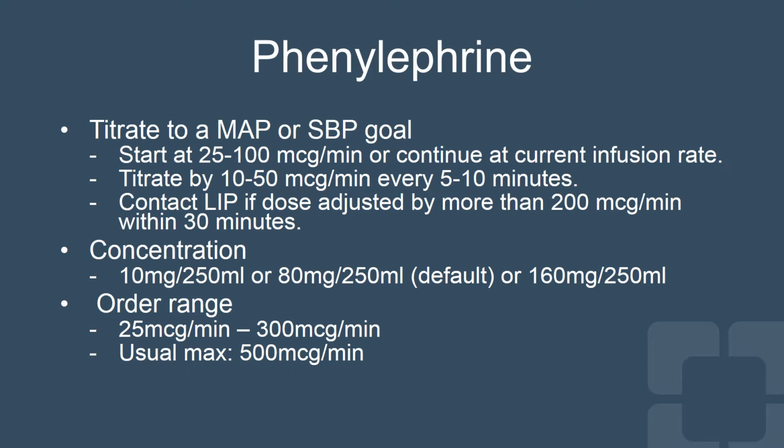There are 3 concentrations within the order, so there's 10 milligrams per 250, 80 per 250, which is the default, or there's 160 milligrams per 250. The order range that we see is 25 to 300. Again, usual max being higher at 500 mics per minute, so you will have to get another order should you go beyond that 300 mics per minute.